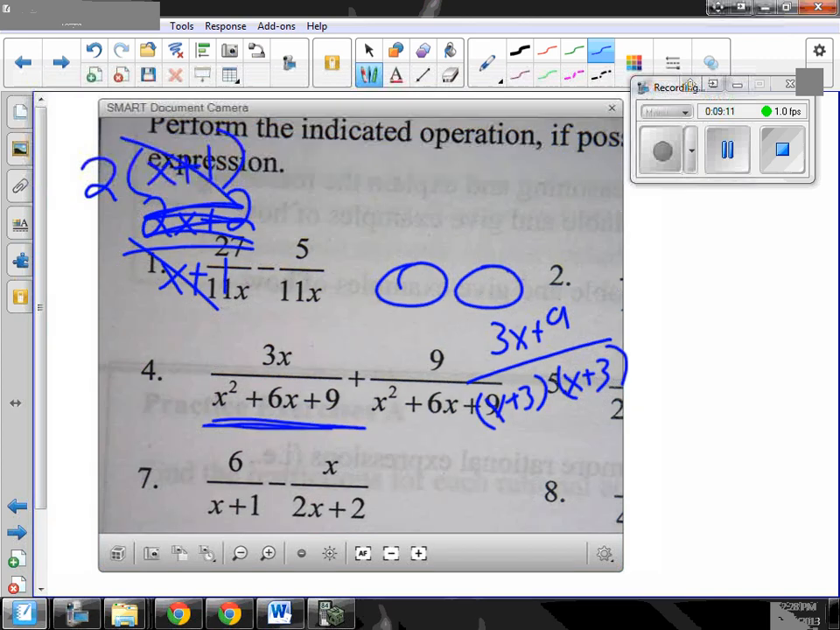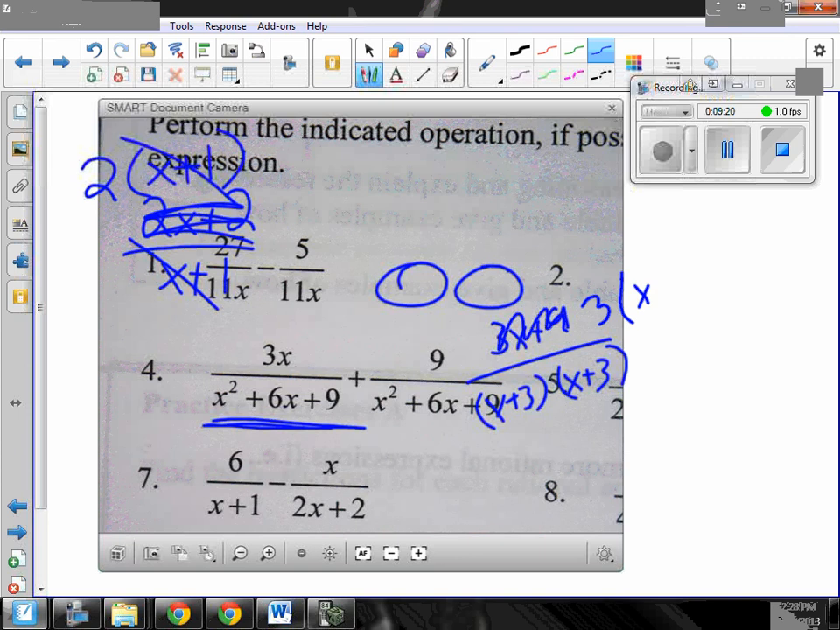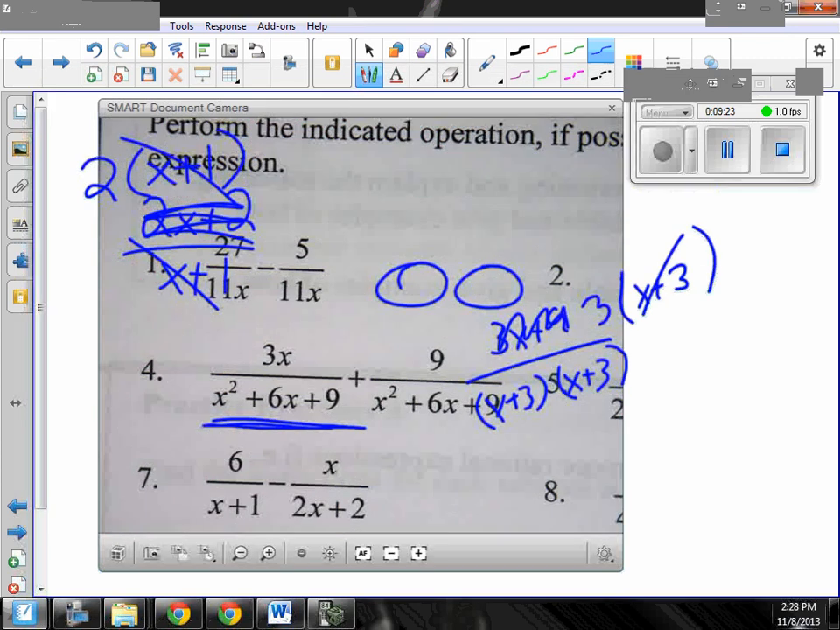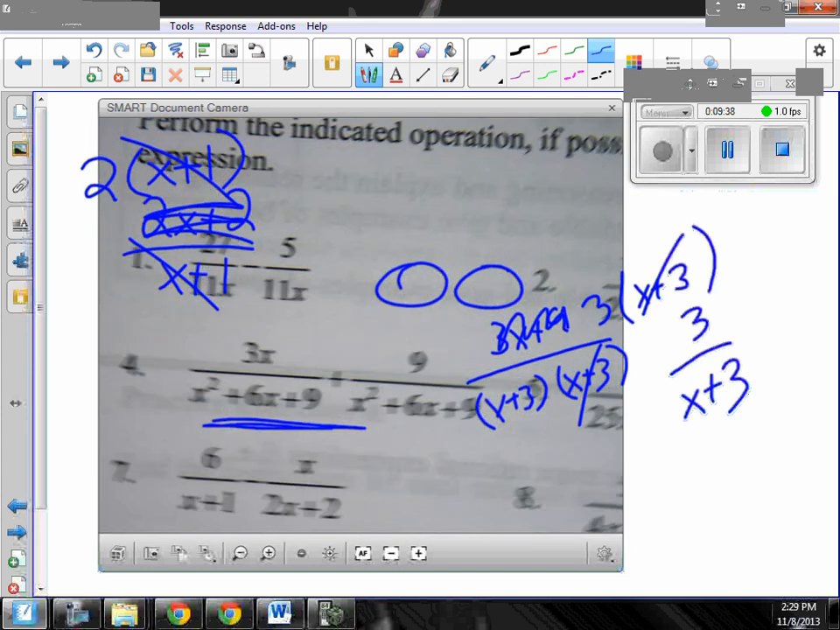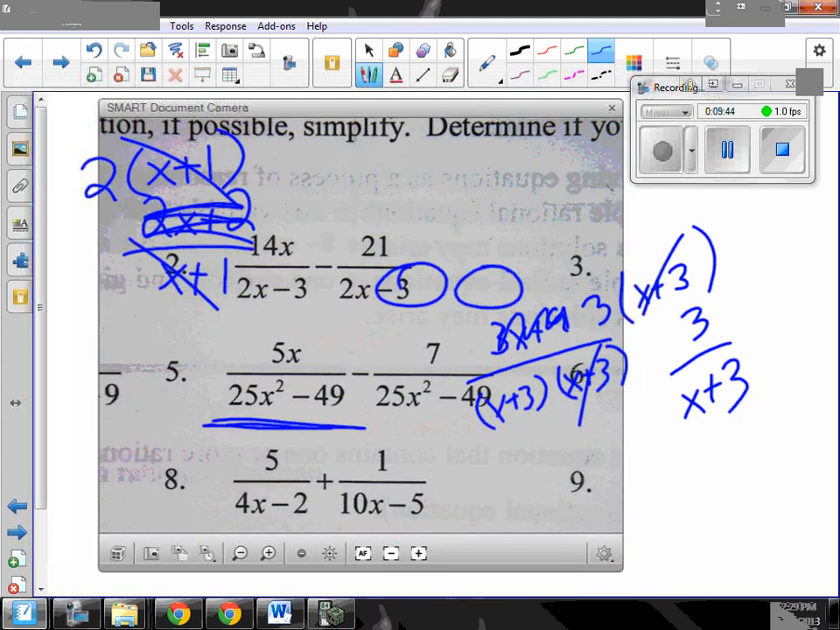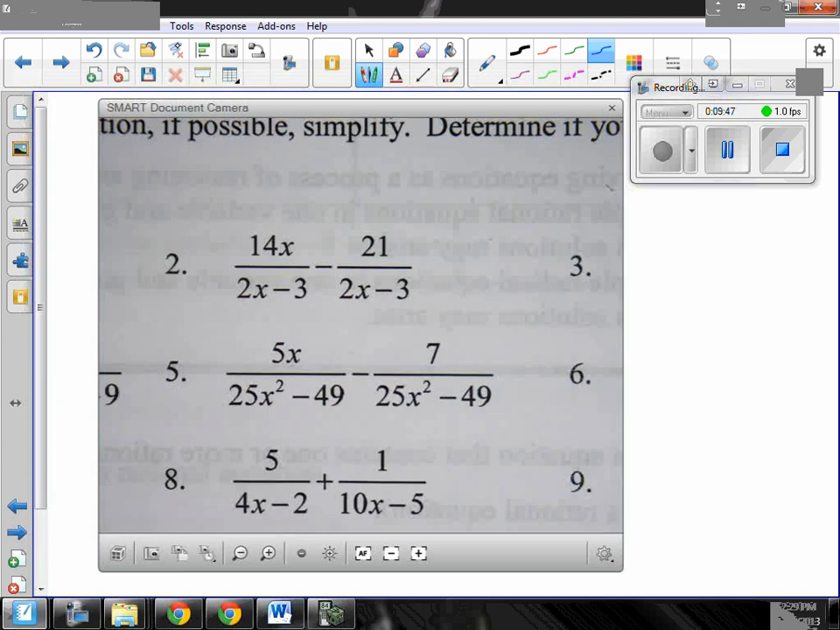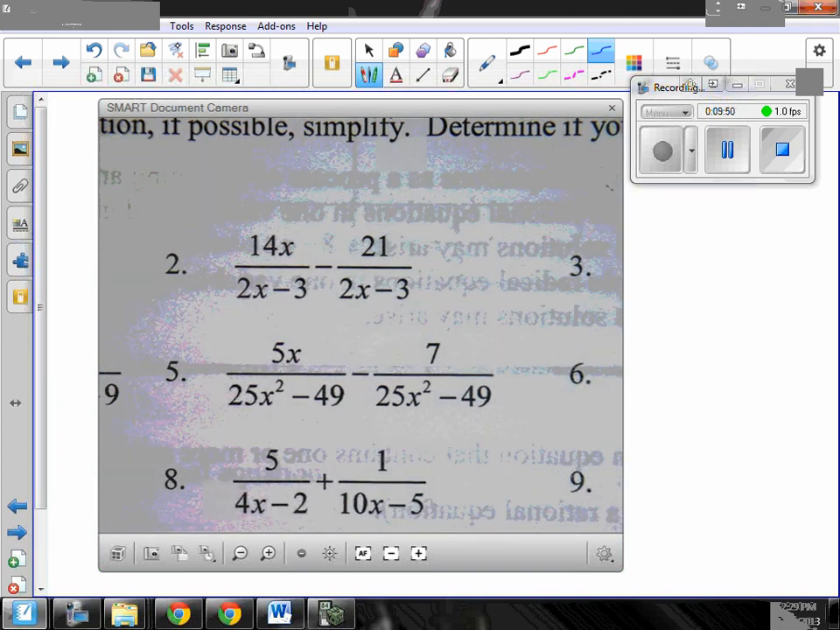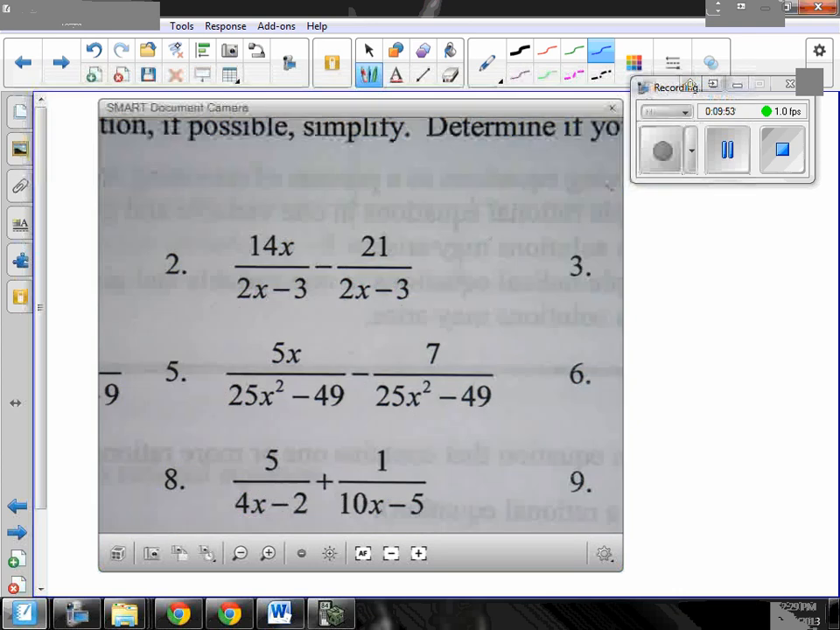Does the top factor? What can I pull out? I can pull out a 3 times. So x plus 3 cancels x plus 3, and my answer, 3 over x plus 3. Okay, these are the easy ones, so it's going to get a lot harder. Number 5, just for a hint, how does the denominator factor in number 5? 5x minus 7 and 5x plus 7.